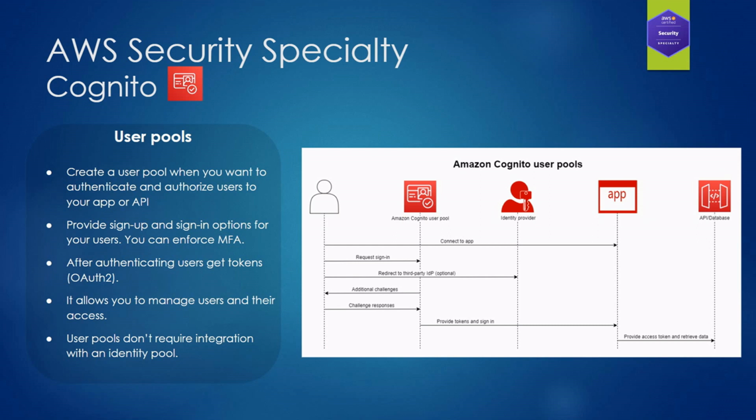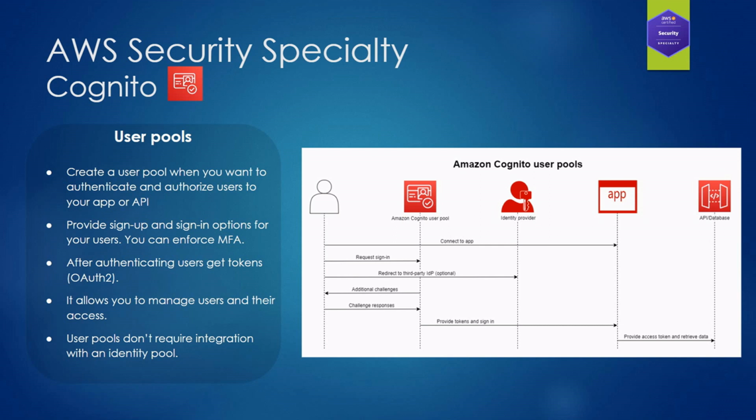Cognito is a regional service composed of two main components. We have the user pools and the identity pools. User pools should be used when you want to authenticate users to your application or API, and they provide sign up and sign in options for your users. So that can be done with a combination of an email address and a password or a phone number and a password. You can also enforce multi-factor authentication using SMS or TOTPs, so one-time passwords. And in order to enable that, you simply need to set up the MFA attribute to require for a specific user pool.